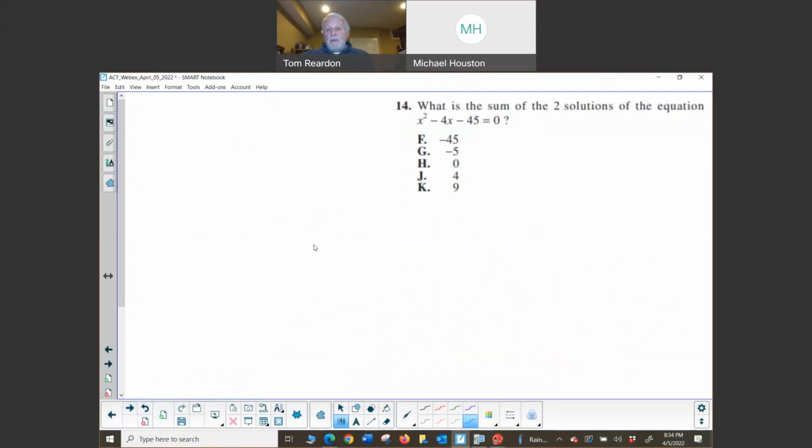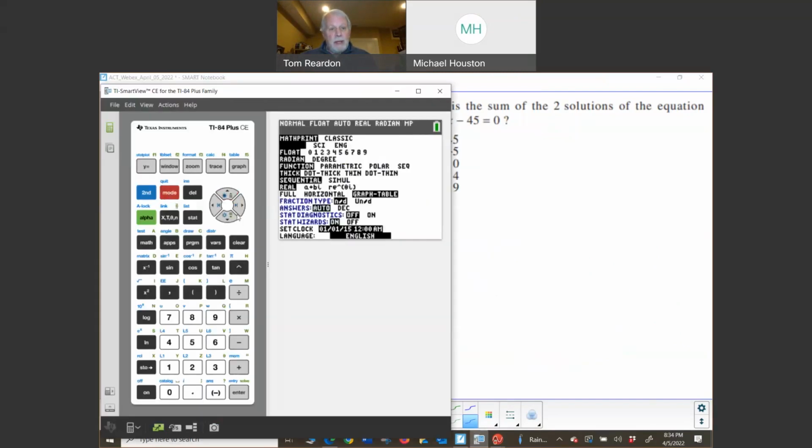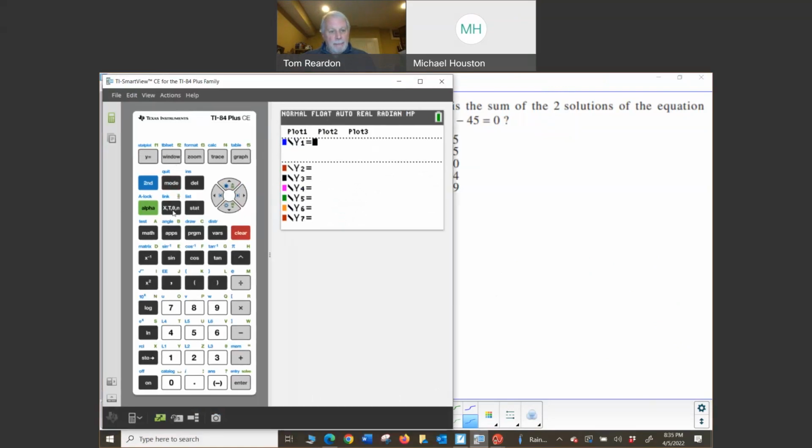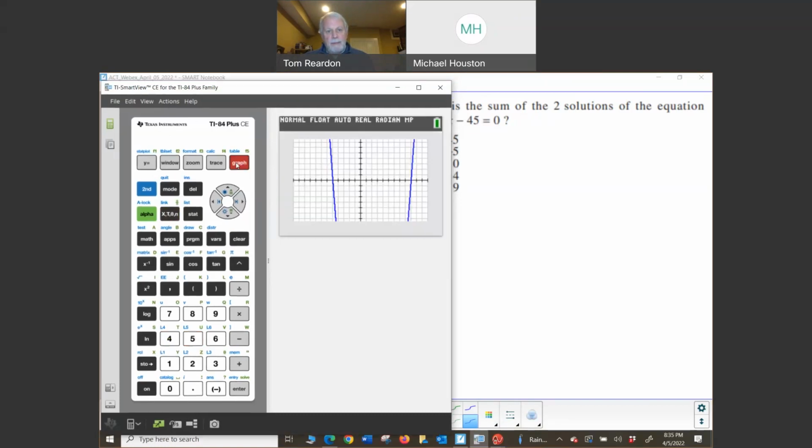All right, another one, number 14. Take about 15 seconds to think about that one. So again, I'd like the students to think graphically. I'm going to go back to the full mode instead of splitting graph and table together. I'll go to y equals, and type in that expression, x squared minus 4x minus 45. I type that correctly, yeah, and then I'll graph it.